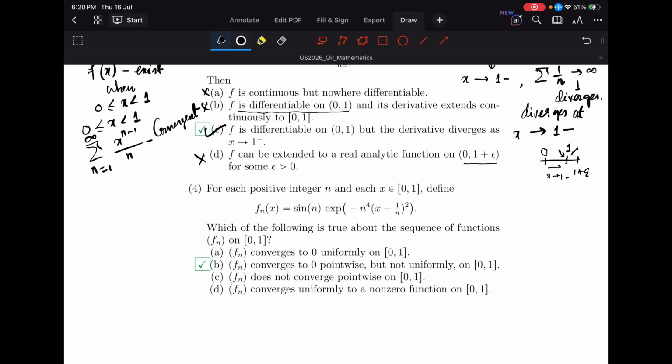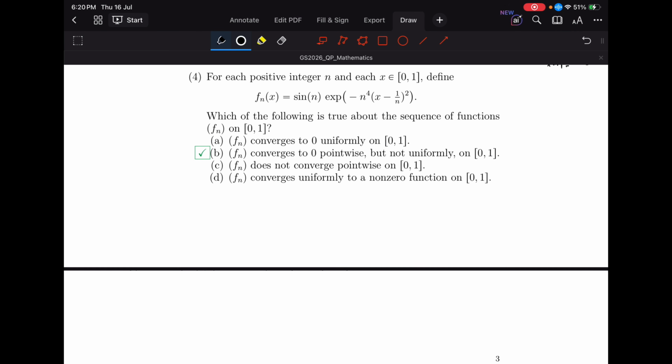So let us move on to the next problem. For each positive integer n and each x belongs to (0, 1), define the function f_n of x to be sine of n times exponential power minus n to the power 4 times (x minus 1/n) squared. Okay, so we have to check the pointwise and uniform convergence.